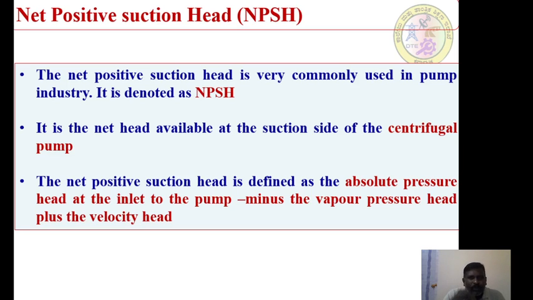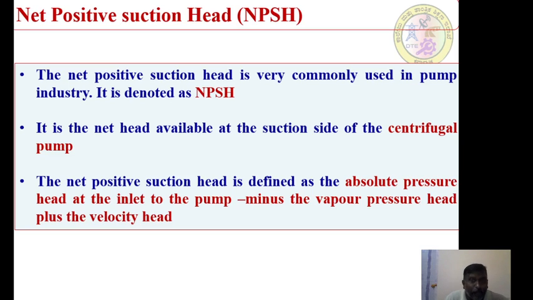It is the net head available at the suction side of the centrifugal pump. What does that mean? We have one more head available, the vapor head. Vapor pressure head is also available at the suction side of the centrifugal pump. Therefore, you cannot say that whatever suction is created at that point is just the suction head. In addition to the suction head, one more head called the vapor pressure head is also available at the suction side of the centrifugal pump.